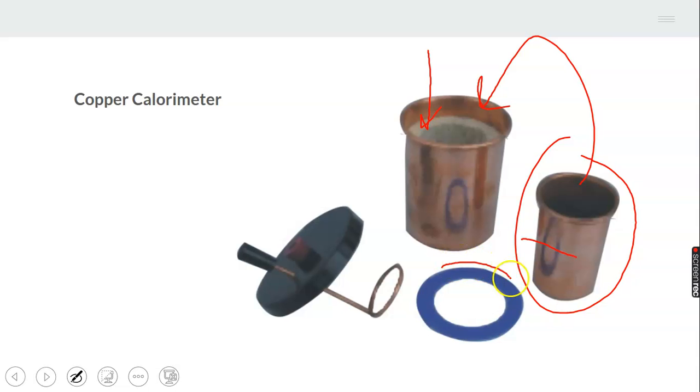This is an intermediate rubber material that is in between the cover and the vessel. This one is called the stirrer, and this is the handle. What is the function of the stirrer? The stirrer is just there to mix the contents together so that an even temperature or even mixture can be obtained. Let's continue.